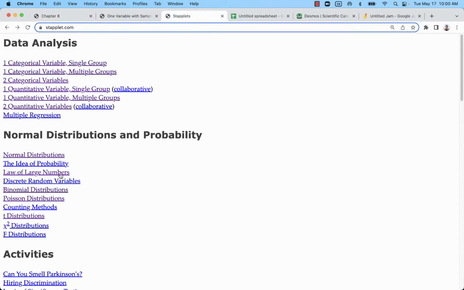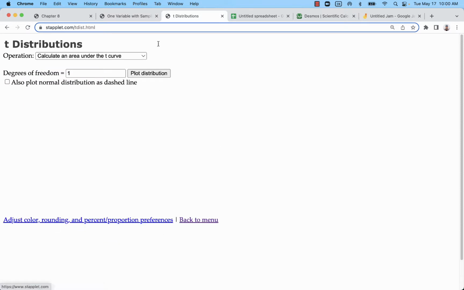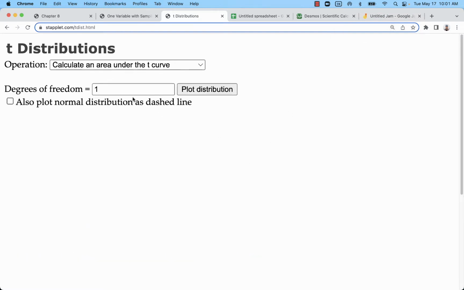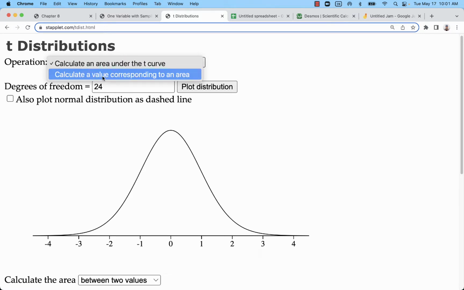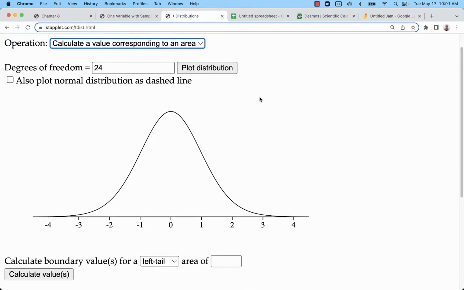So in StatKey, there is a t-distribution calculator. And what we would do is put our degrees of freedom first. So think about your sample size, subtract 1. Let's say we have a sample of 25. Then I would want 24 degrees of freedom. You would want to calculate a value corresponding to an area.